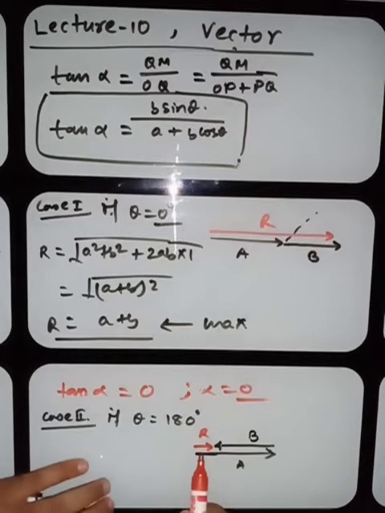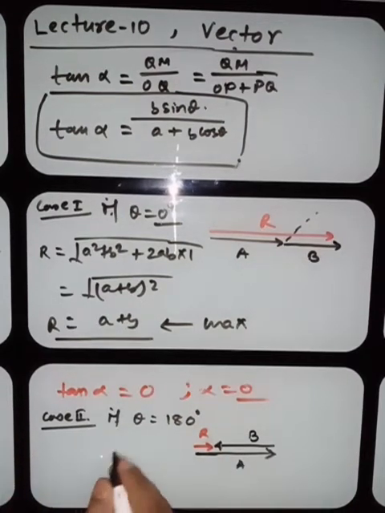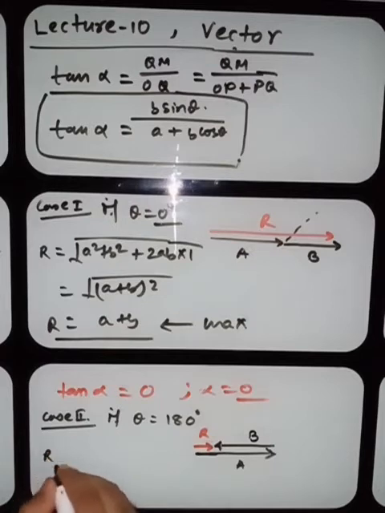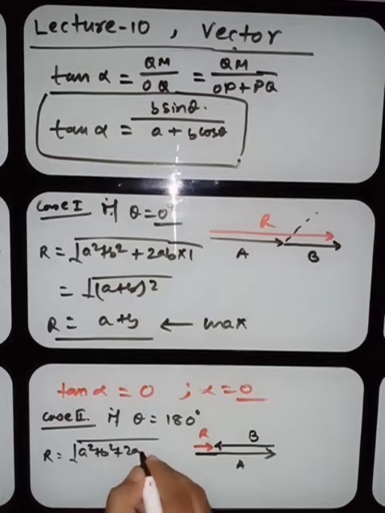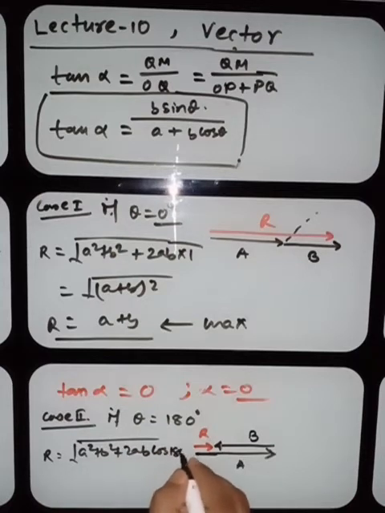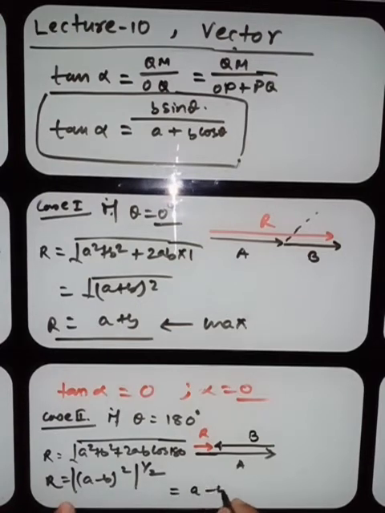What will happen if the magnitude of A and B both are same? The resultant will be 0. But here in this case, you will get the resultant. R is equal to root under A square plus B square plus twice AB cos 180. And it is minus 1. So A minus B whole square root under, you can write the root in this way also, power 1 by 2, and it is how much? It is A minus B. So the resultant magnitude is A minus B.